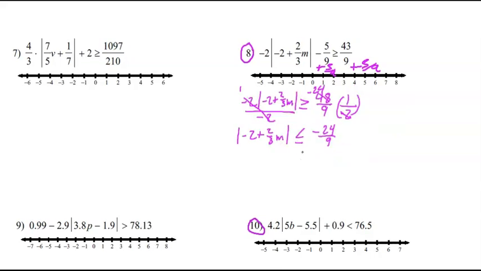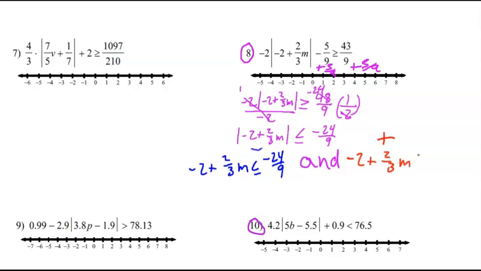There's a less than or equal to sign right here, so in the middle of the two pieces we're going to put and. For our negative piece we have negative 2 plus 2/3 m is greater than or equal to, actually, we could just write down what we already had, negative 24 over 9. And then the positive piece would be negative 2 plus 2 over 3m is greater than or equal to 24 ninths.